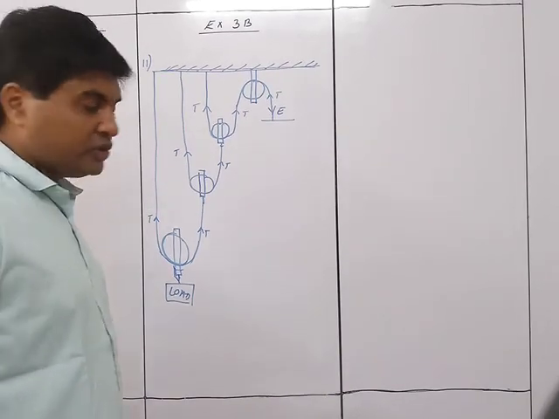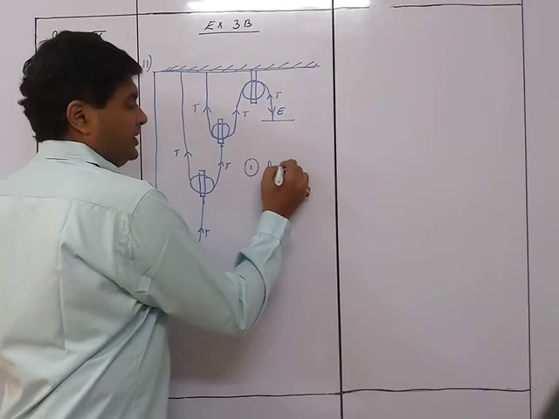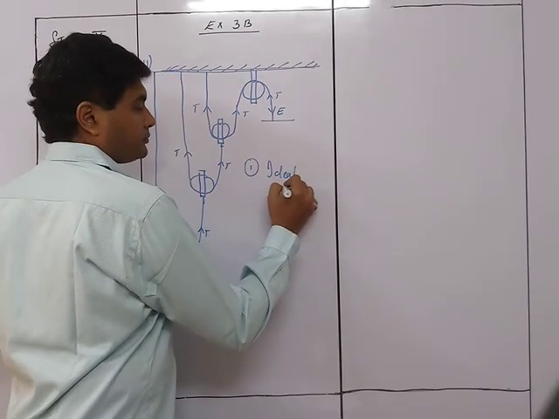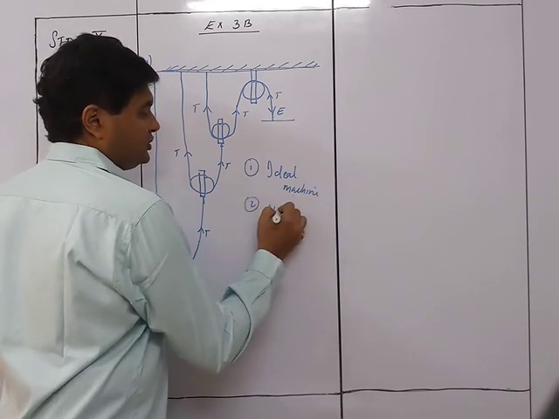And what are the assumptions made? The first assumption made is that it is an ideal machine. Secondly, no friction.